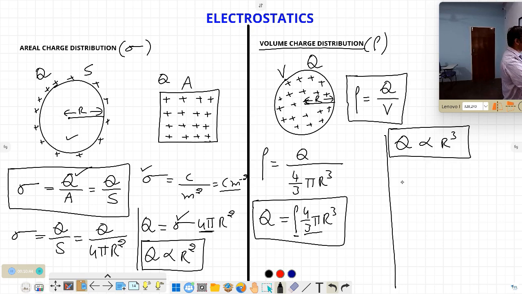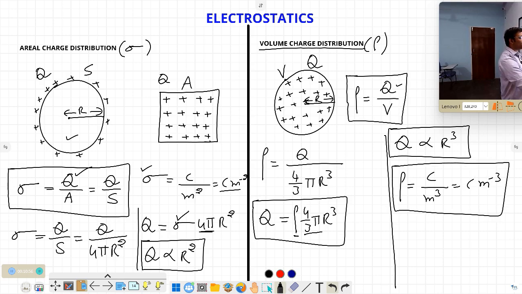So for the unit of volume charge density, Q is measured in coulombs and volume in meter cube. So I can write the unit as coulomb per meter cube, coulomb meter minus 3. These are the important points, and based on this we'll go for some example problems now.